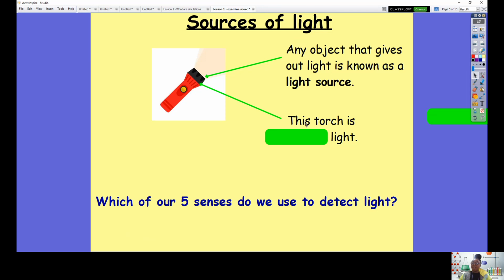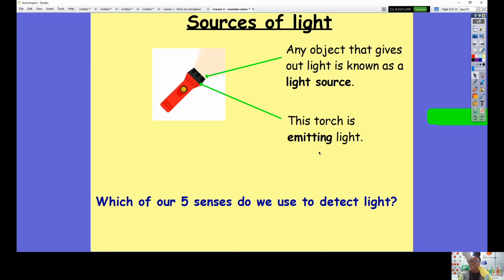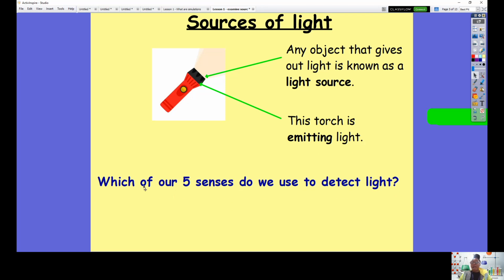My next sentence says, this torch is... light. You can see it's giving out light. So what was that key word that we are looking for? Pause the video to finish off that sentence. Okay, let's see what the answer was. This torch is emitting light. That should have two T's. Oh dear, Miss Williams. This torch is emitting light. Fantastic.